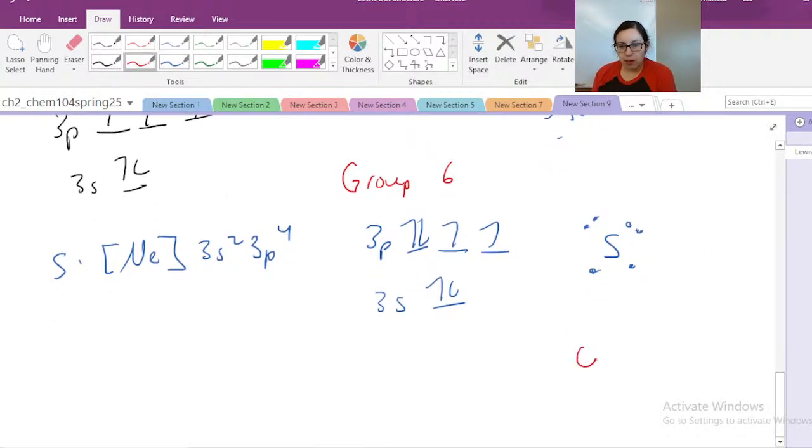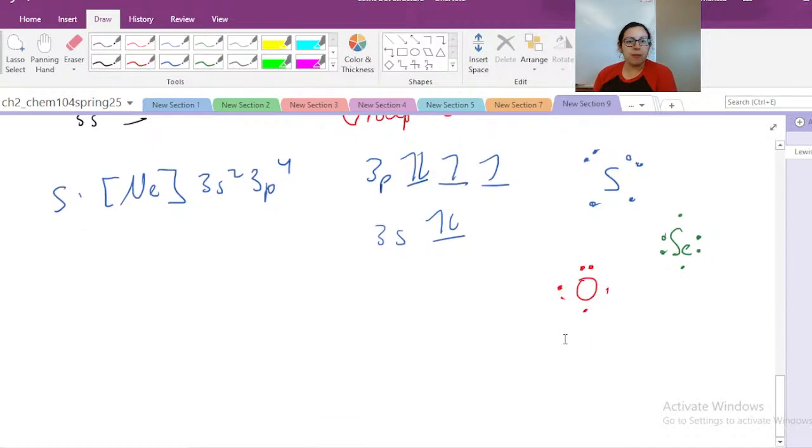So I'll draw out oxygen just for completion's sake. What else? I'll just throw in selenium for fun. So they all look like that. It doesn't really matter where the dots go, we're just showing how they look. All right, so then we'll just keep marching through for now. We'll come back and point out some things probably next week.